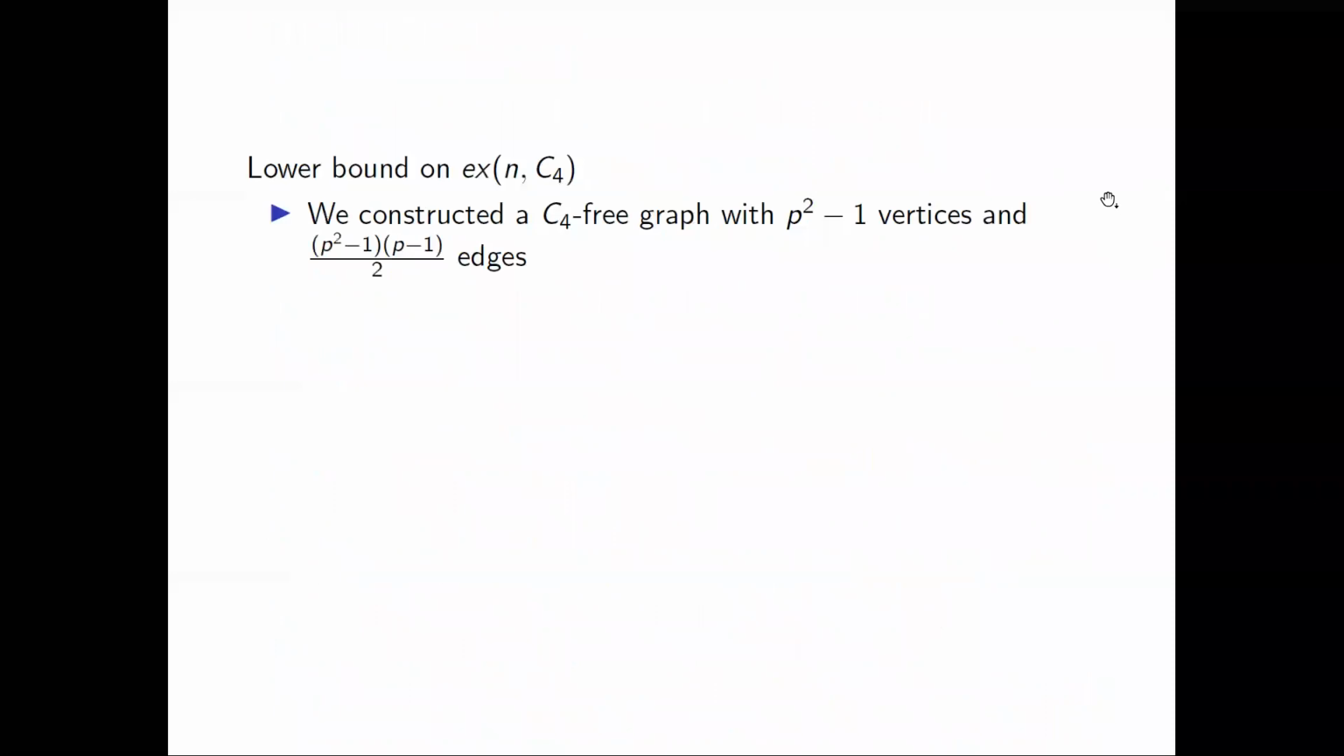So let's recap what we've done. So we constructed this graph. We just saw it is C4-free, and we also saw that it had order p squared minus 1, so it had p squared minus 1 vertices. And the number of edges is at least this, at least (p squared minus 1)(p minus 1)/2. So I should have a greater than or equal to there, because we only said it's at least that. We didn't say it's exactly that.